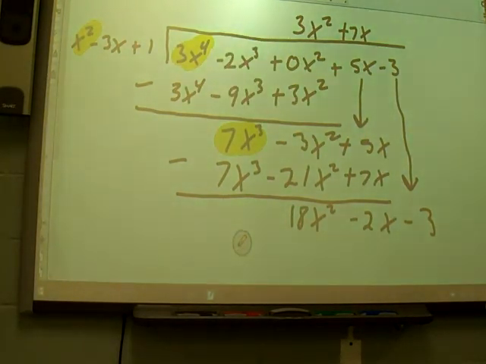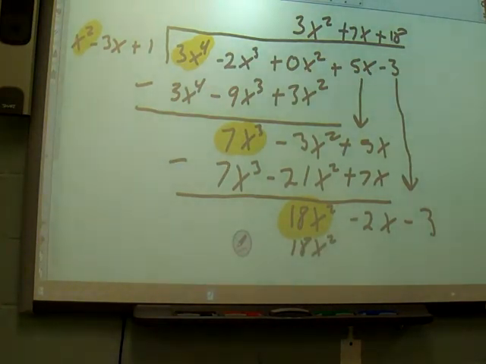X squared times what gets you 18x squared? Just an 18, because it's already got the x squared. So I take this 18, distribute it to all 3 of those terms. 18 times x squared is 18x squared. 18 times negative 3x is negative 54x. And then 18 times 1 is 18.